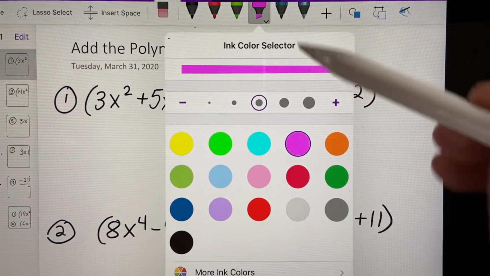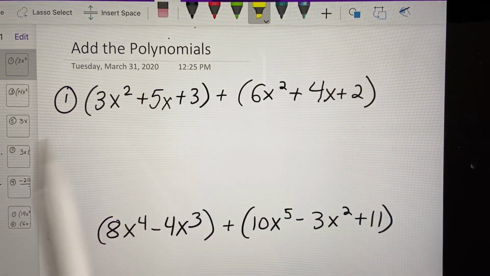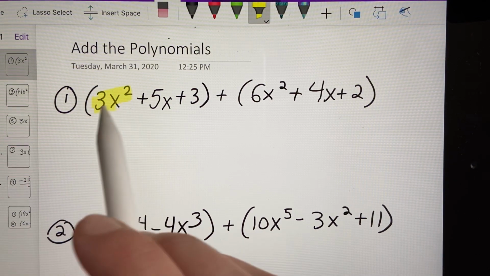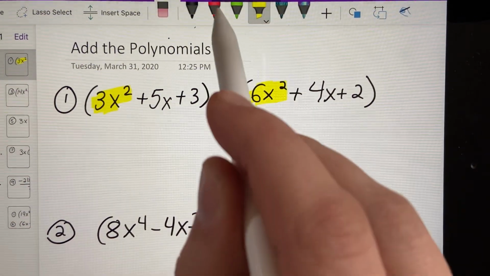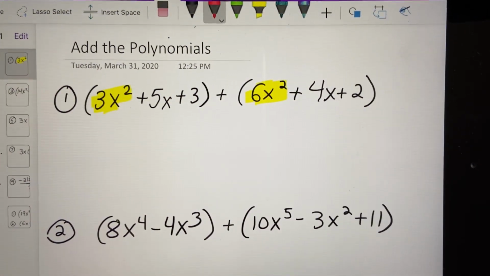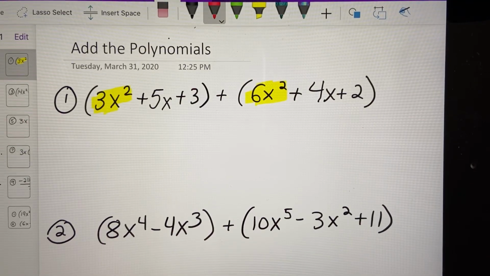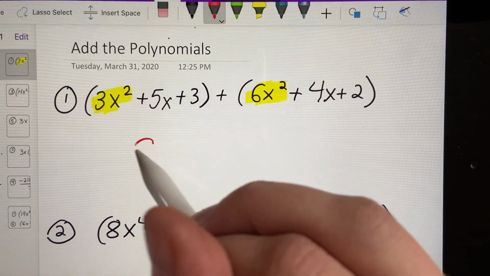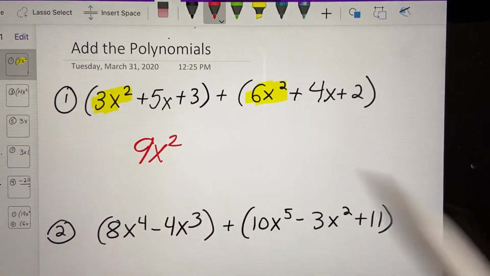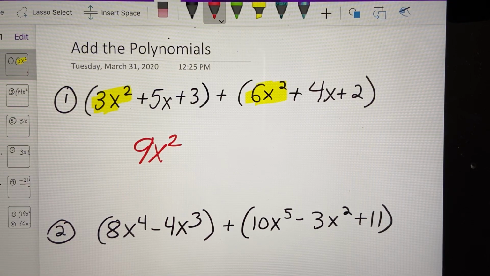So, for example, let me change that to yellow, like the x squareds, 3x squared and 6x squared would be considered like terms because they both have the x squareds. So then I can add those together. You would add the 3 and the 6 to make that 9, and then the x squared just stays the same, so it's 9x squared.